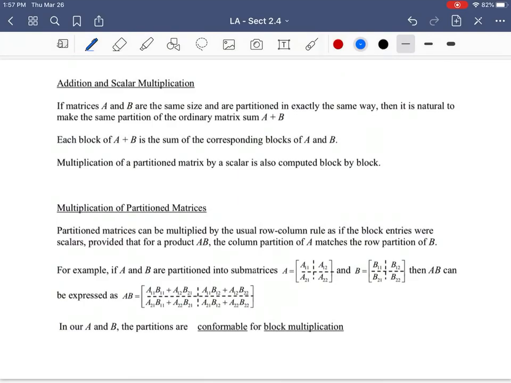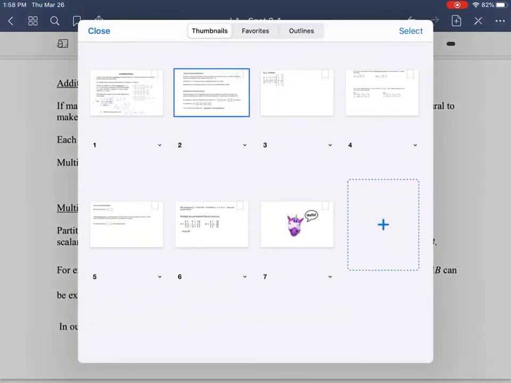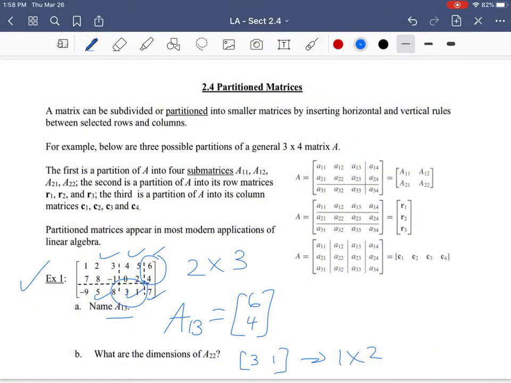Addition and scalar multiplication. Of course, when you do scalar multiplication, you can multiply everything by a scalar. That doesn't change. And then with the addition of matrices, you just have to make sure that, if somebody's going to ask you to add, they have to all be the same size. And so not only does your original have to be the same size, like the last one was a 3x6, but it has to be partitioned the same way also.